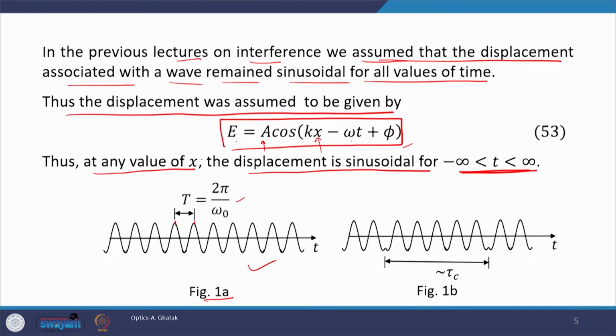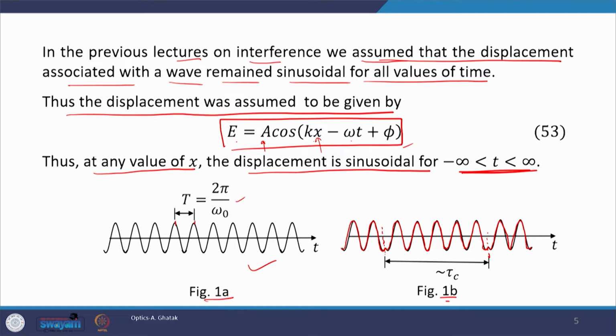Okay, then let us go to figure 1b, and in this figure what we see is that a wave is sinusoidal and it is oscillating like this, and then all of a sudden there is a jump. Here you see a kink, and all of a sudden there is an abrupt change in phase and a new sinusoidal oscillation starts, and this sinusoidal oscillation is sustained till this point, and here again we observe a jump and a new sinusoidal oscillation starts.